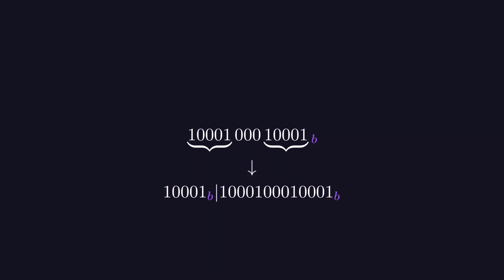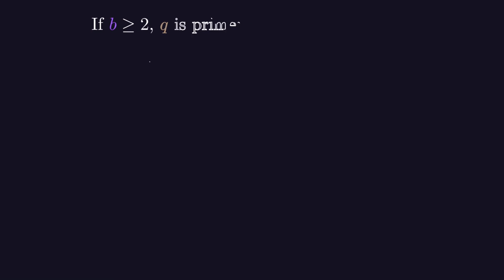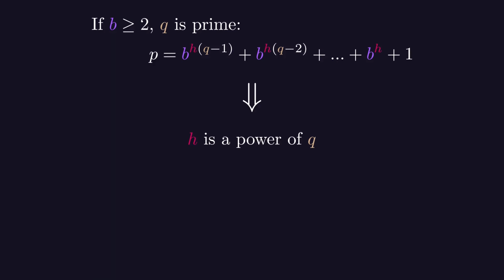Since we know m + 1 has to be prime, the new version of our statement looks like this. If b is at least 2, q is prime, and there is a prime of the form b^(h(q-1)) + b^(h(q-2)) + b^(h(q-3)) and so on, then h is a power of q.